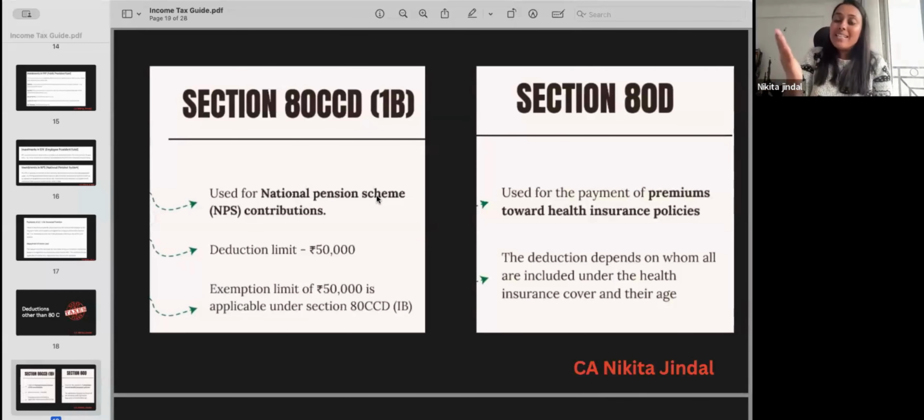So overall, you can consider for yourself as well as your parents. For example, if you are less than 60 years, your deduction would be 25,000. And if your parents are more than 60 years, their deduction is 50,000. So basically, you can consider 25 plus 50, that is 75,000, under section 80D. So this is a very good investment option. And medical insurance is also very important as an individual. So you can also consider this.